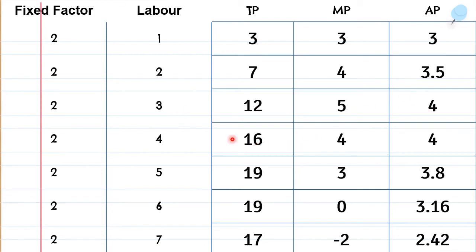12 divided by 3, which is 4. And then we go on in the same way. 16 divided by 4 is 4, which means each of the 4 laborers contributes to production of 4 units. Then we go on. 19 divided by 5 is 3.8. That means each of the 5 produces 3.8 units of the product. And then 19 divided by 6 is 3.16. And 17 divided by 7 is 2.42, which tells us that each of the 7 contributes in this way, that is 2.42.